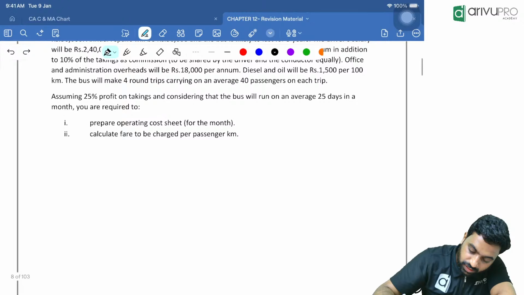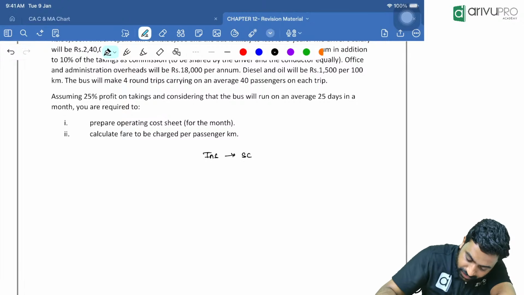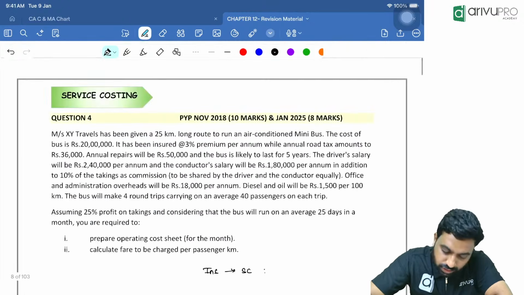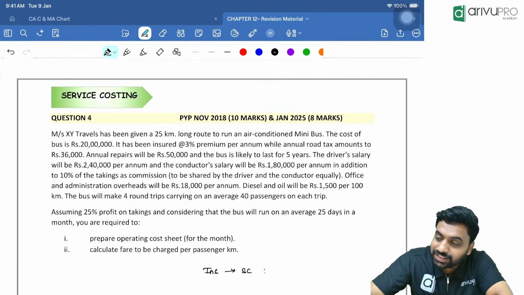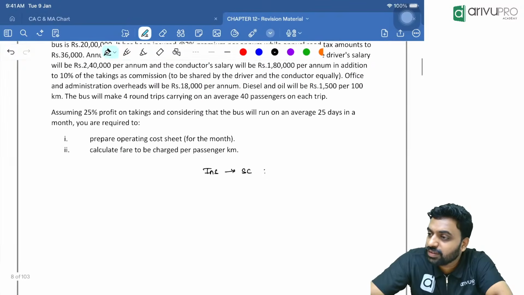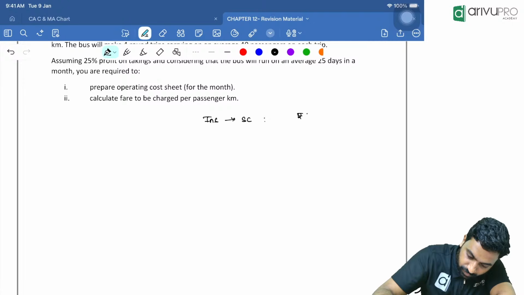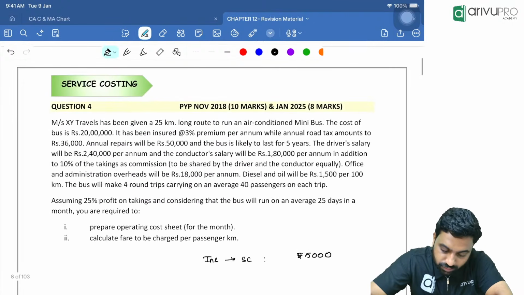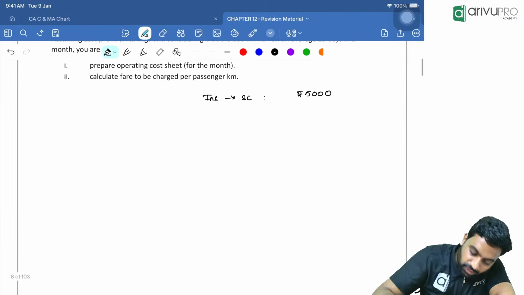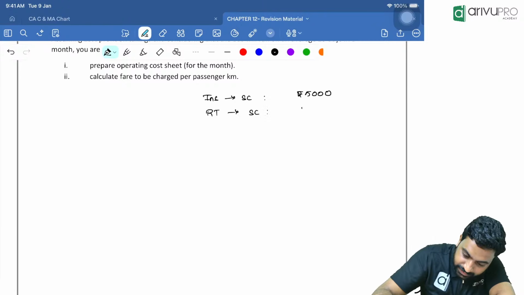So insurance, which is going to be a standing charge, is 60,000 per annum. Per month it will be 60,000 divided by 12, which is 5,000. Insurance is 5,000. Annual road tax is 36,000. Again, road tax is a standing charge, so 3,000 per month.